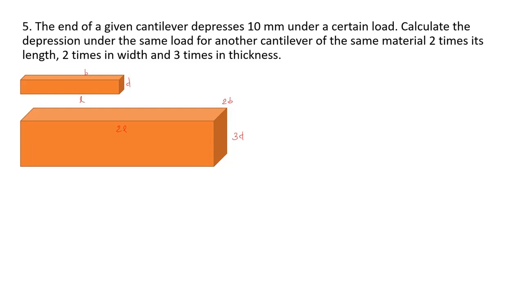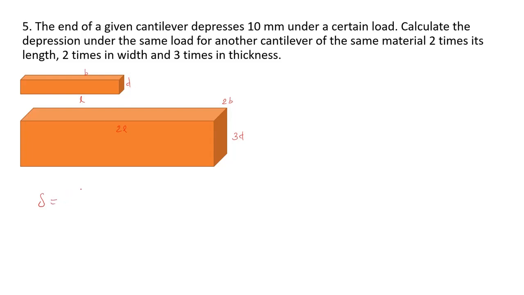So we are asked to find the depression, or the ratio of the depression, at the end. We are given the depression for the first beam, that is when length is L, breadth is B and depth is D.